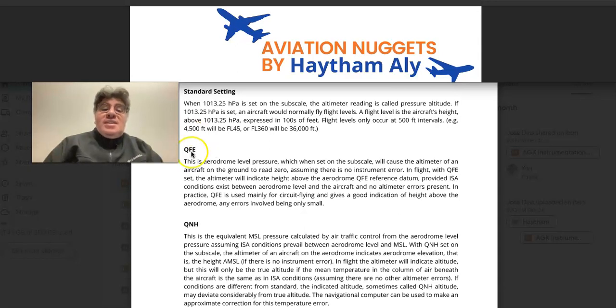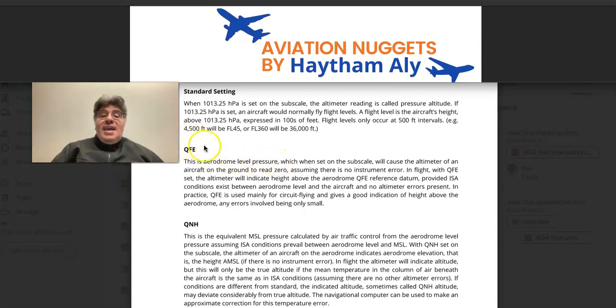And the QFE is the pressure setting when it is calibrated to the altimeter will show us height. What is height? It is the vertical distance between the moving part, which is the aircraft, and the airport field elevation, runway or taxiway, airport. So QFE is the aerodrome level pressure.